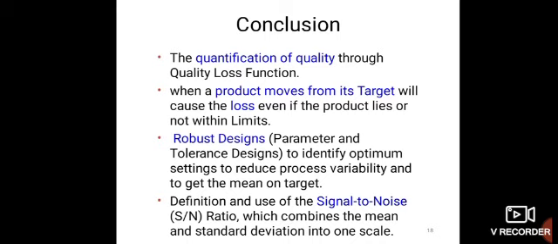So as a conclusion, we can say the quantification of quality through quality loss function has been performed by Taguchi method, and when a product moves from its target, it will cause loss whether or not the product lies within the limits. Taguchi suggested the concept of robust design and gave the concept of signal to noise ratio, by which we can bring the effect of input parameters on a single scale.